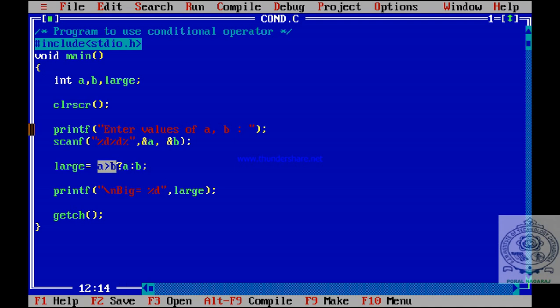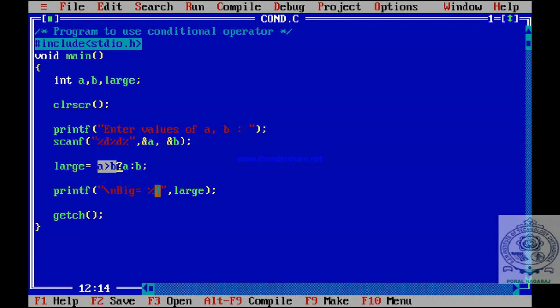Suppose I consider a value equal to 18 and b value equal to 25. So is a greater than b? The a value is 18, the b value is 25. Is 18 greater than 25? No, false. False means what value will be returned to large? The b value is copied into large. What is the b value? 25. So this is how large will hold the largest value, and we print the largest value here.